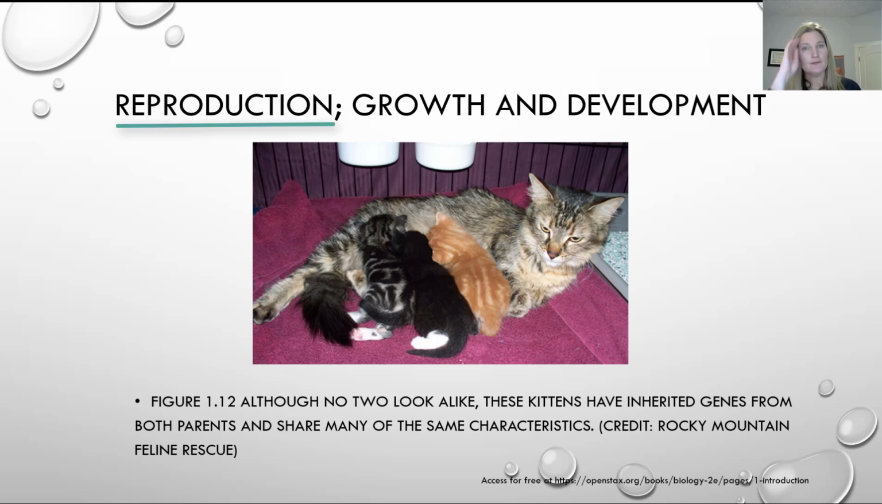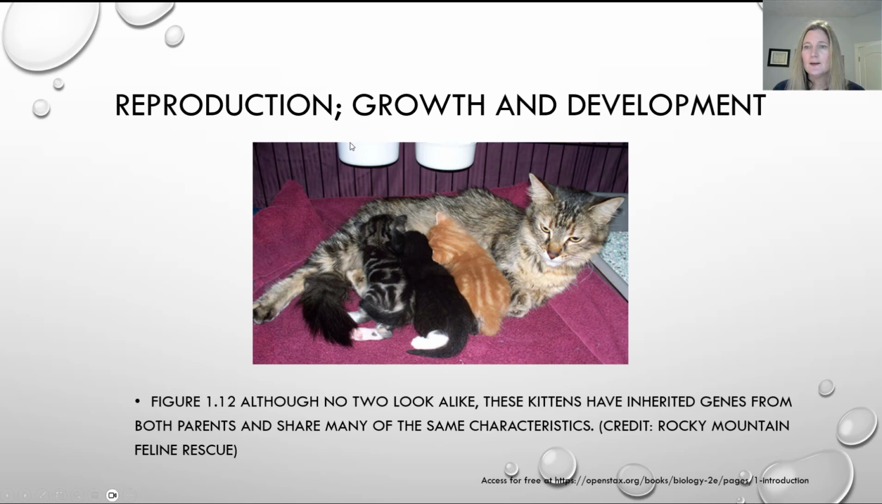Another property of life is that living things reproduce. So we need to make sure that our genes, our DNA, is passed on to the next generation. So we do that through reproduction. Okay, so you can see here we got Mama Cat, and she has given birth to her litter of kittens. So she has successfully passed on her genes to the next generation.